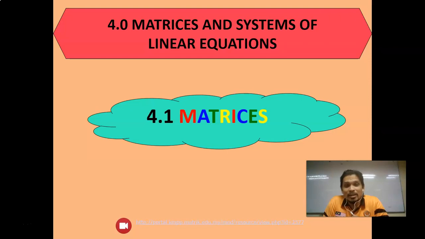Okay, so today we are going to get into a new topic of our syllabus for this semester: matrices and systems of linear equations, 4.1 Matrices.